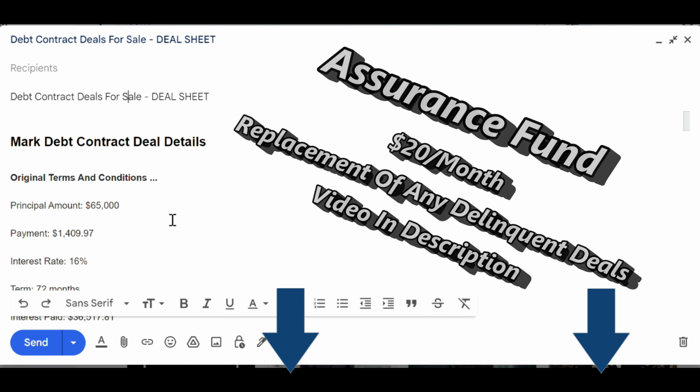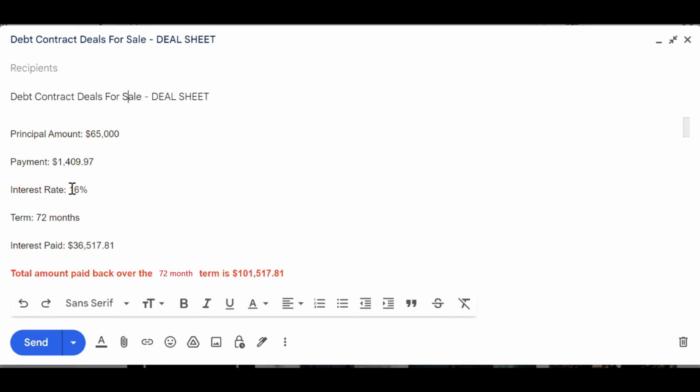So we're gonna go fully into that a little later, but here, let's just stick to the deals and show you the kind of numbers and great high returns you can get from these types of deals, all right? So here's a good example. $65,000, here's the original terms and conditions. The payment is $1,409.97. The interest rate is 16%, and the term is for 72 months.